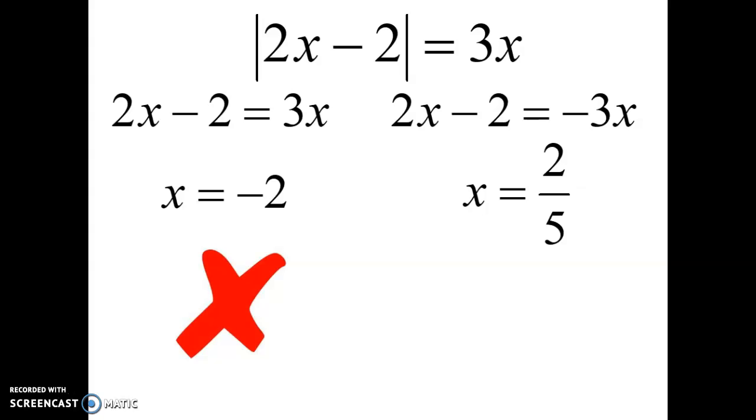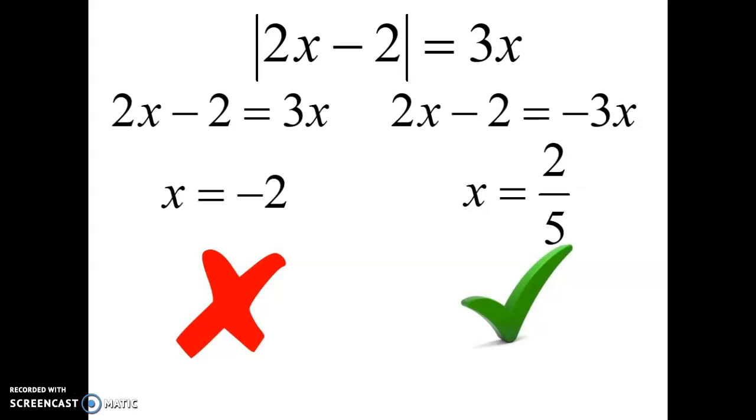Now let's try the 2/5. So 2/5 times 2 is 4/5. 4/5 minus 2 is going to be negative 6/5. Absolute value of negative 6/5 is positive 6/5. Okay, and on the other side, 3 times 2/5 is 6/5. So that does work. If you're not sure how to use that mental math that I just did, you can always use a calculator to do the problem. Calculator does fractions quite nicely.